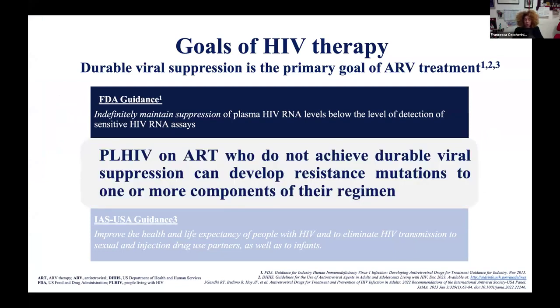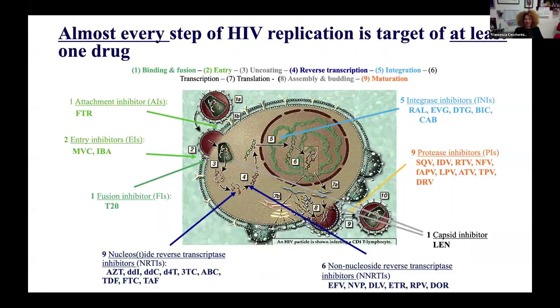But we also know that when people living with HIV do not achieve durable viral suppression, they can develop resistance mutations to one or more components of their regimen. And this is the reason why we are here tonight.